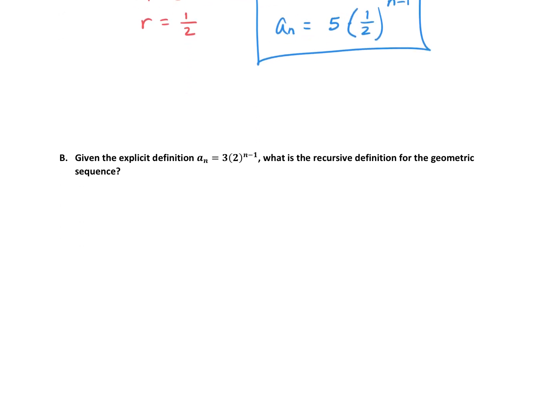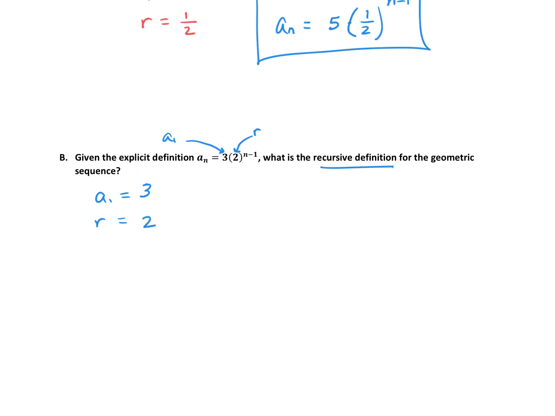All right, part B, given the explicit definition, what is the recursive definition for the geometric sequence? Again, the two things we need are the first term and the common ratio. So we just have to make sure we're familiar with the structure of each form. When you are given an explicit definition, the common ratio is always the base of that exponent n minus 1, and the number out front is always the first term. So our first term is 3, our common ratio is 2.